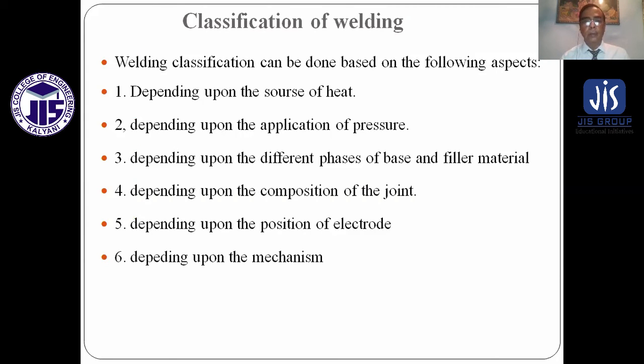Classification of welding. Welding classification can be done based on the following aspects: depending on the source of heat, depending on the application of pressure, depending on the different phases of base and filler materials, depending on the composition of the joints, depending on the position of electrodes, depending on the mechanisms.